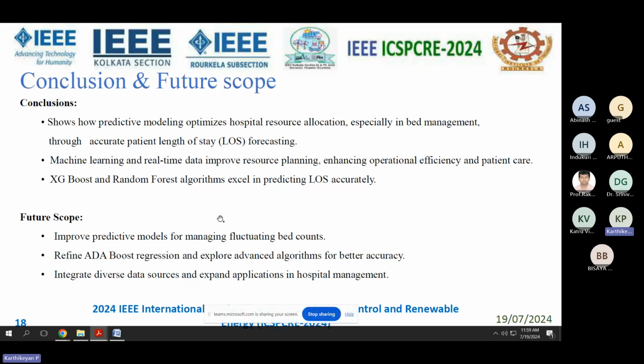The XGBoost and random forest models scored lower mean square error and predicted more accurately. For future scope, we used only 256 cores here; in future we will add more cores. The AdaBoost regression model scored a high mean square error. We are going to use this model as well, and one more machine learning algorithm.